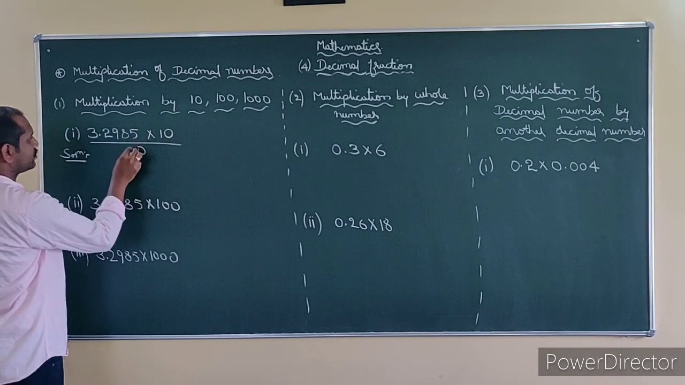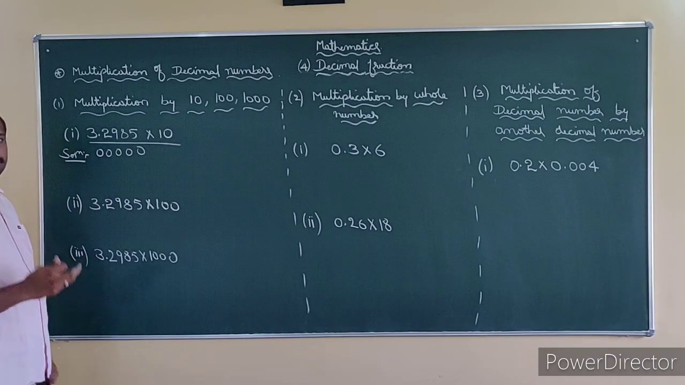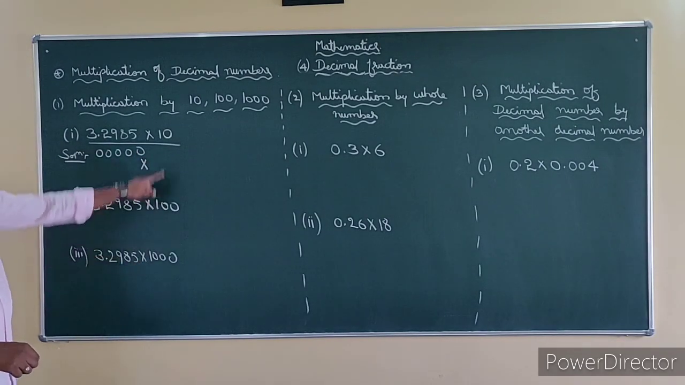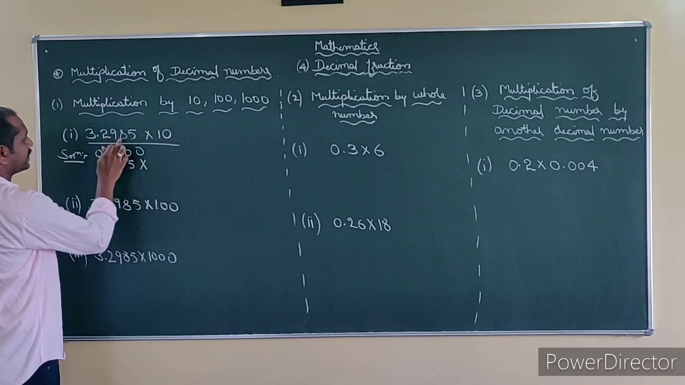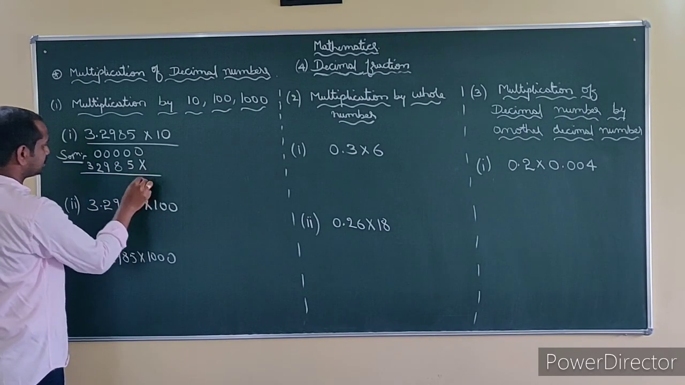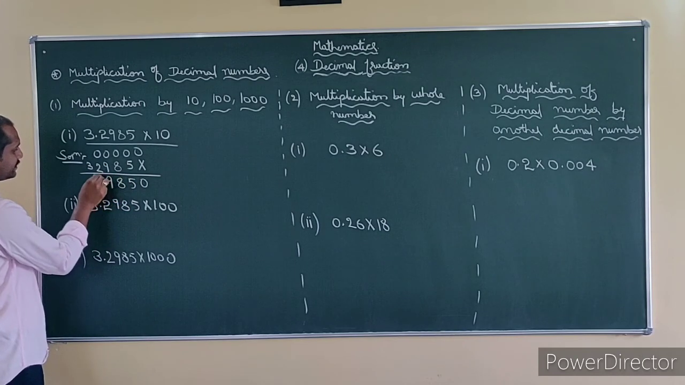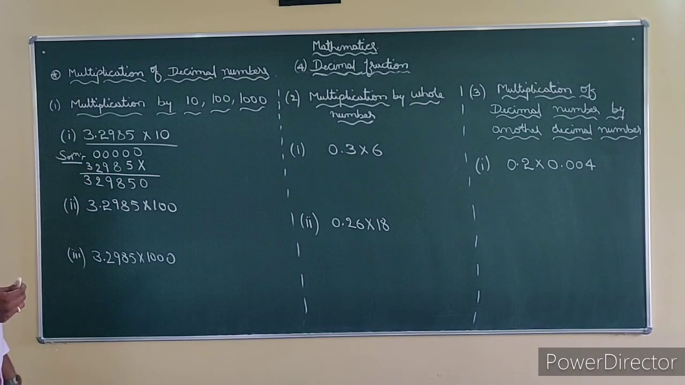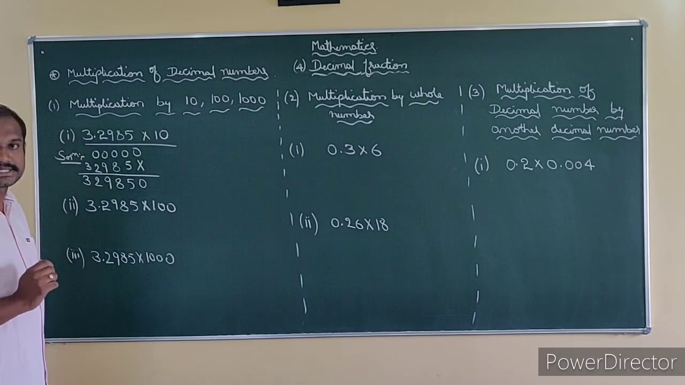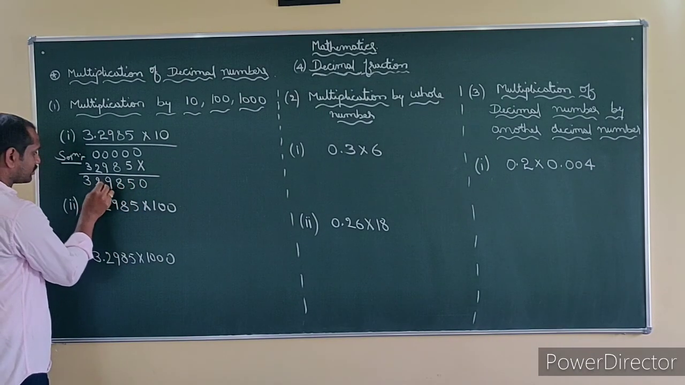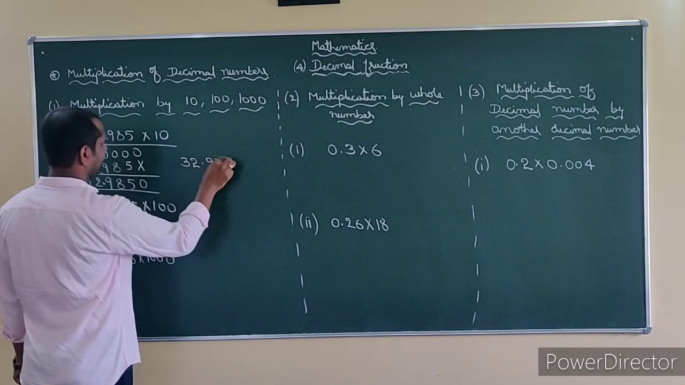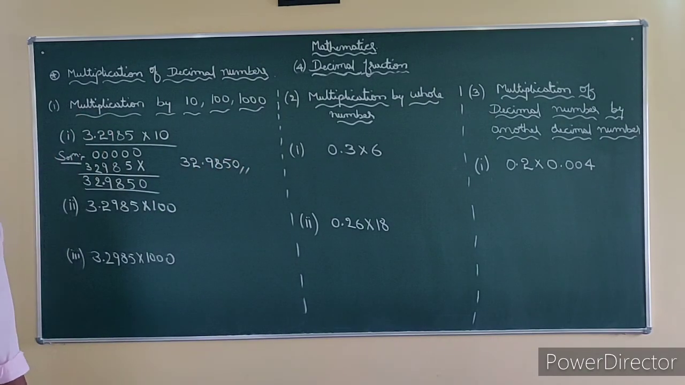Since it is multiplied by 0, 1, 2, 3, 4, 5, anything multiplied by 0 gives you what? 0. So that comes first, then 1 5 is a 5, 1 8 is an 8, 1 9 is a 9, 1 2 is a 2, 1 3 is a 3. So we have 0, 5, 8, 9, 2, 3. Now we have to take a decimal. After how many numbers is the decimal point? After 4 numbers, so 1, 2, 3, 4. So 32.9850 is your answer. Understand?